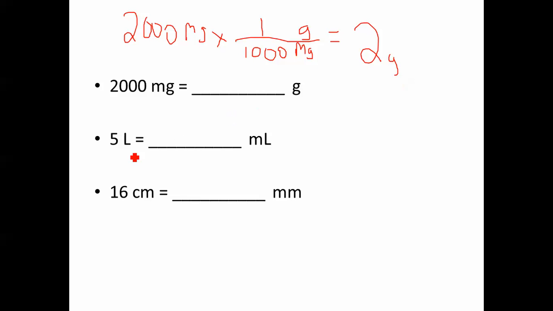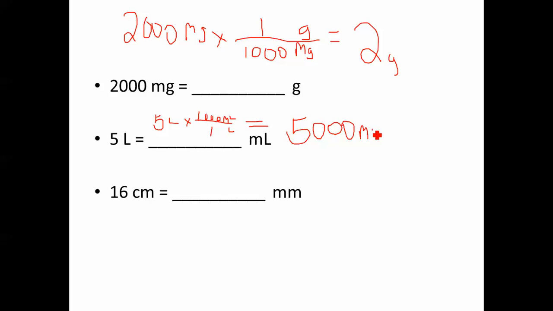For the next one, 5 liters, you always start with what you've been given. Times sign, draw a line. You put liters on the bottom and you're trying to go to milliliters on the top. There are 1,000 milliliters per liter because it's a 3-step process and there are 3 zeros. Going from liters to milliliters, you take 5 times 1,000, which gives you 5,000 milliliters.